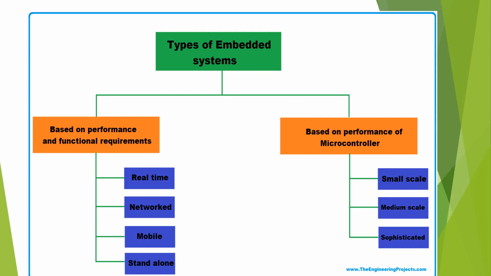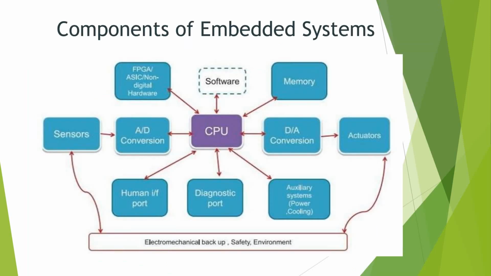The second classification is based on the performance of the microcontroller. It is classified into three types: small scale, medium scale and sophisticated. So this is about the types of embedded systems. And coming to the next one, the major components which are used in embedded systems. I have already said embedded systems are microcontroller based or anything.